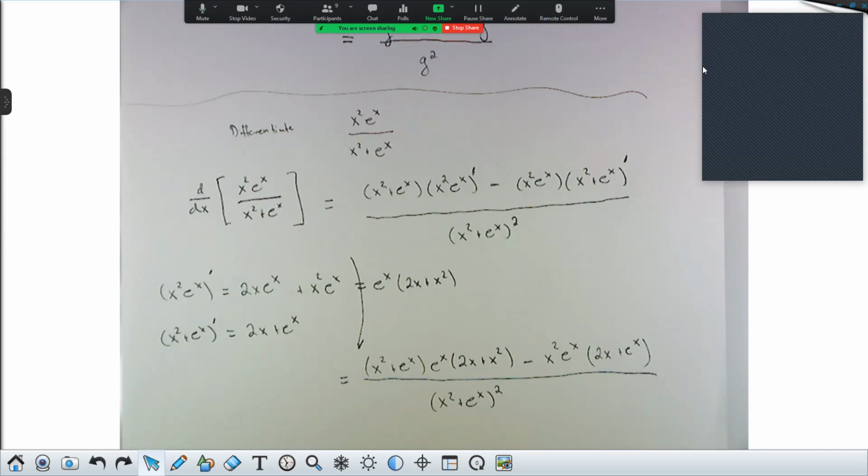Are there any questions for Nikita or for me about the product and quotient rules themselves? Lovely.